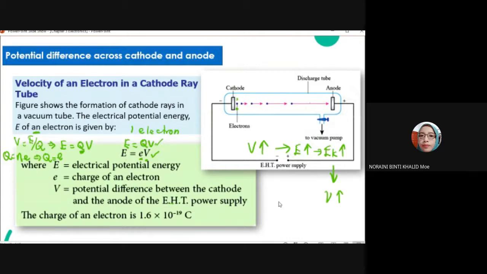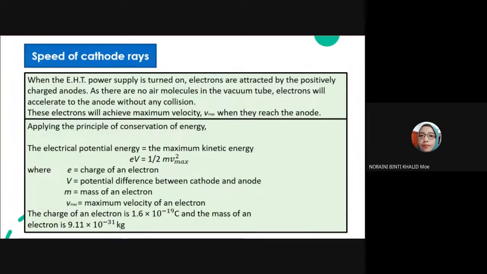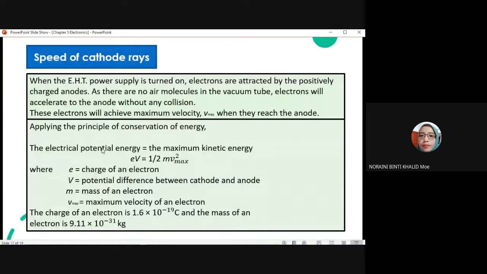Okay, so you must be able to determine the velocity of an electron in a cathode ray. So let's discuss how to determine the velocity of the electrons. By applying the principle of conservation of energy, as we know that the cathode ray travels in a vacuum tube without any collision, we can assume no energy is lost. So all the electrical potential energy supplied to one electron equals the maximum kinetic energy of an electron.